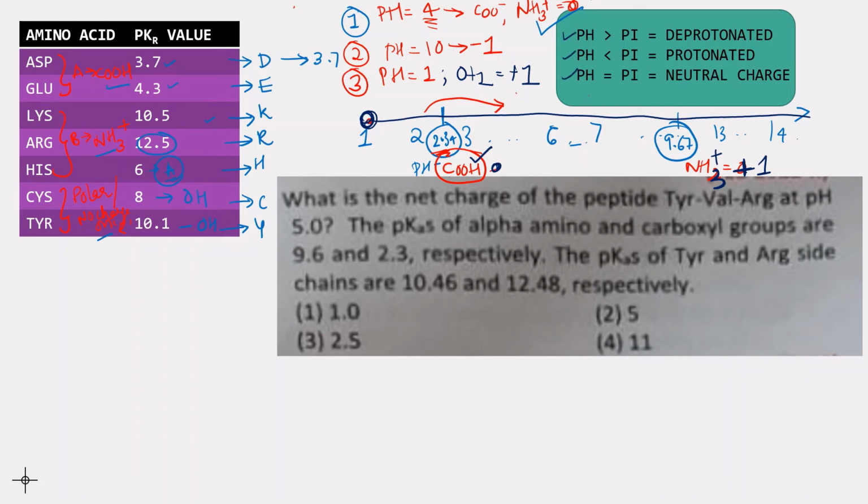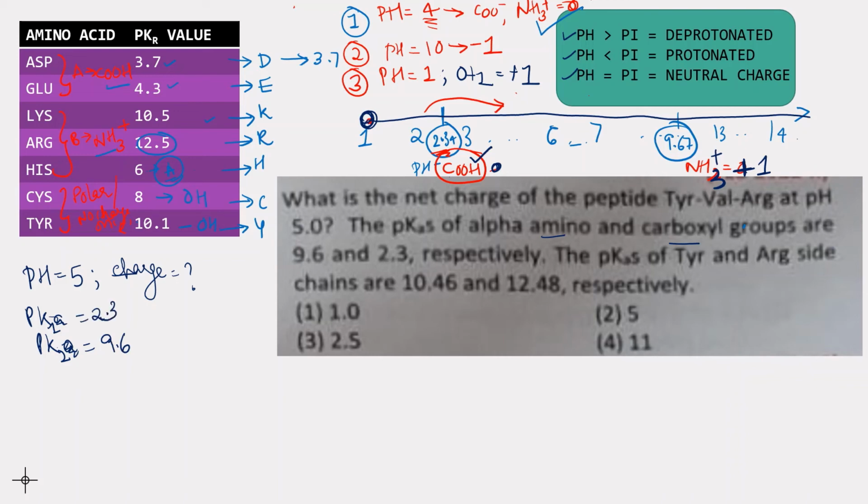Now let's solve an interesting question. So let's read the question first. What is the net charge of the peptide tyrosine, valine, arginine at pH 5? So they are asking at pH 5 what is the charge. The pKa's of alpha amino and carboxylic groups are given. First they have given the amino group, pKa2 or pK2. So the pKa2 value of the amino group is 9.6 and the alpha carboxylic acid is 2.3.